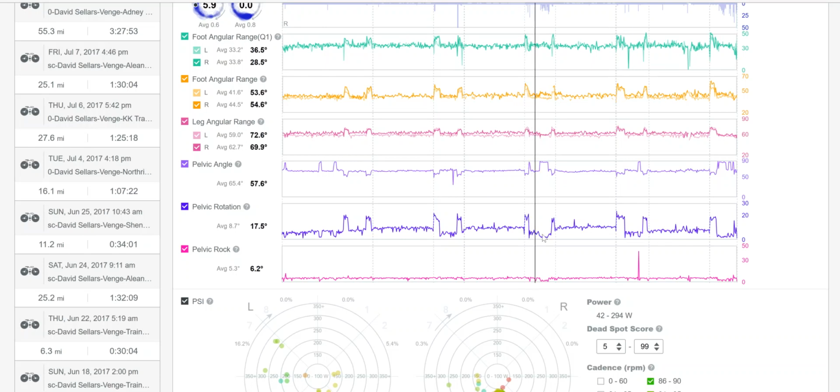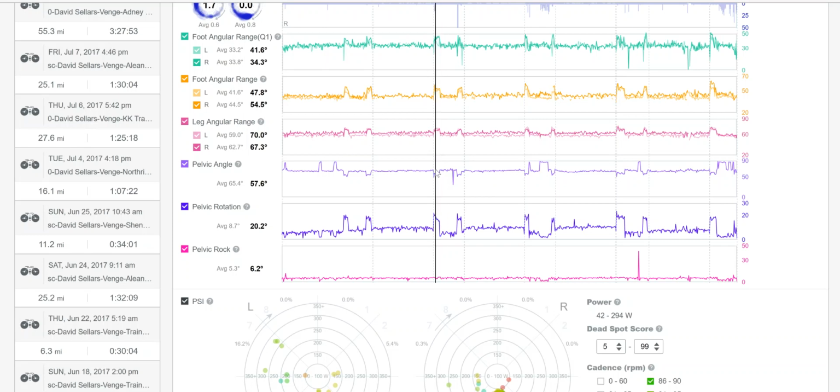So that's very interesting to see how these things play against each other. His pelvic rock, his hips really don't rock up and down very much at all. They're very consistent all the way through. I think it just goes to show how stable this rider's hips are. But again, this is really highly correlated here.